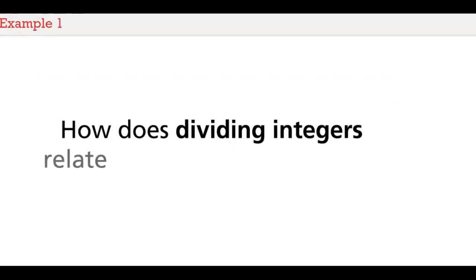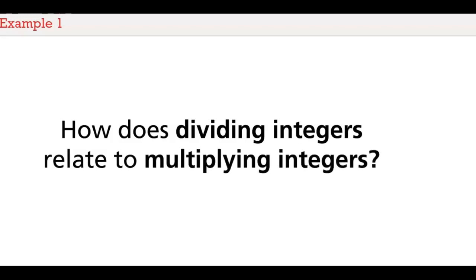How does dividing integers relate to multiplying integers? Think about this question during the lesson.